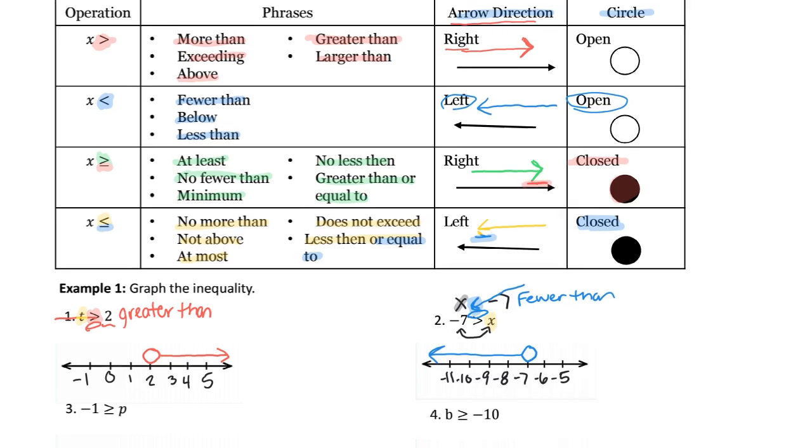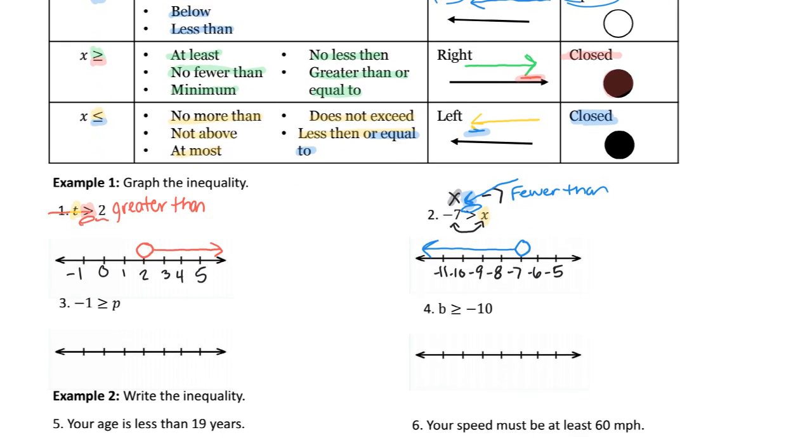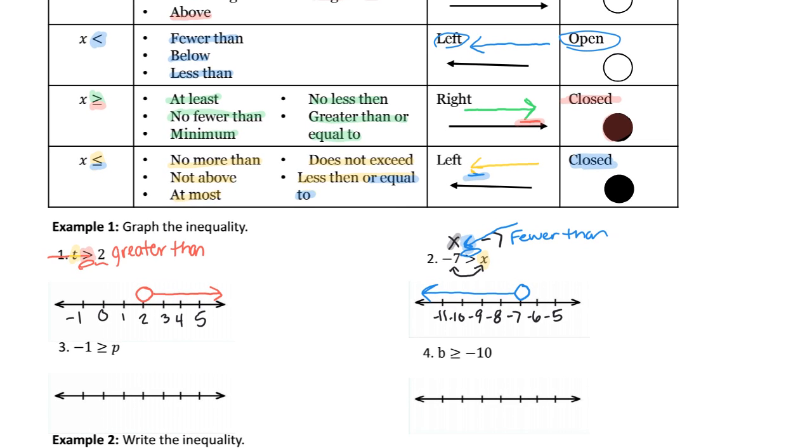I want you to pause the video and try 3 and 4 for me. All right, so for 3, it should be a closed circle going to the left. And you had to flip the way your inequality was because our variable wasn't first. For 4, it should be a closed circle over -10 going to the right. All right, so let's keep on going.